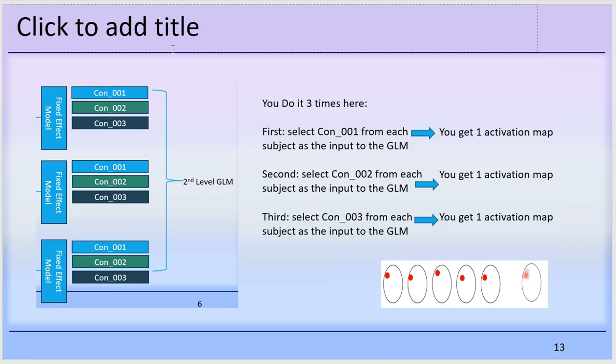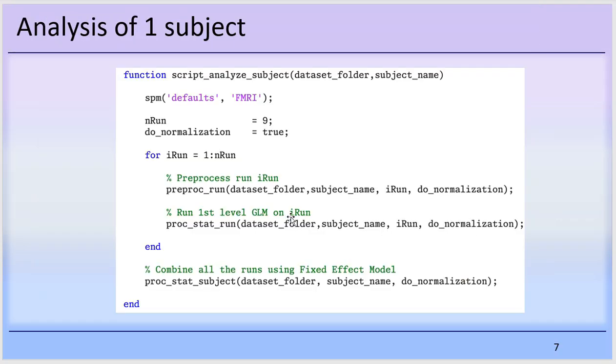So you run the fixed effect model for the different runs of all the subjects. If you have 10 subjects, you need to run this fixed effect model 10 times. Let's say you have 10 subjects, each subject has 4 runs. You need to run this fixed effect model on the 4 runs of each subject. So that's the thing, as you can see here.